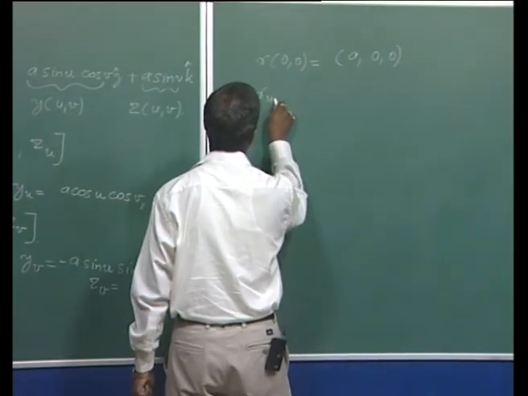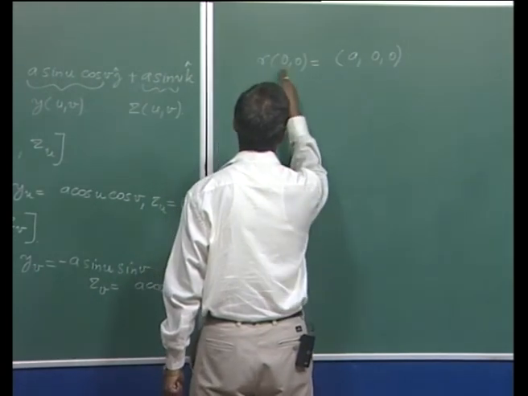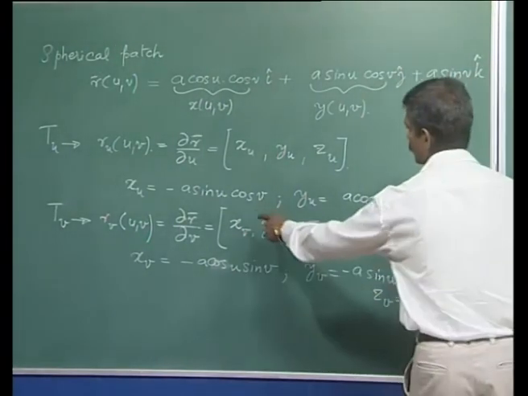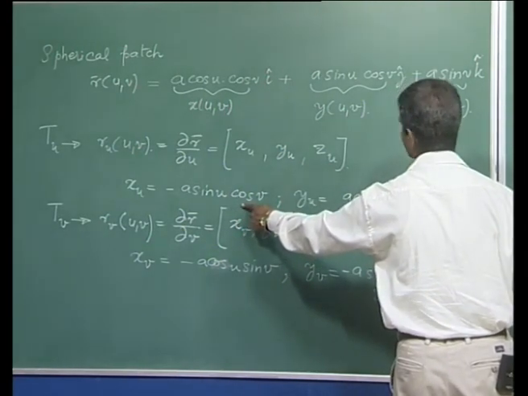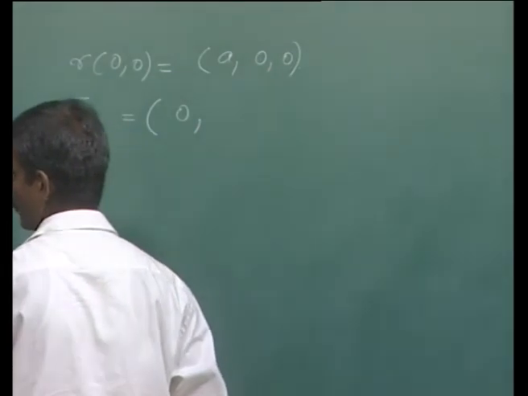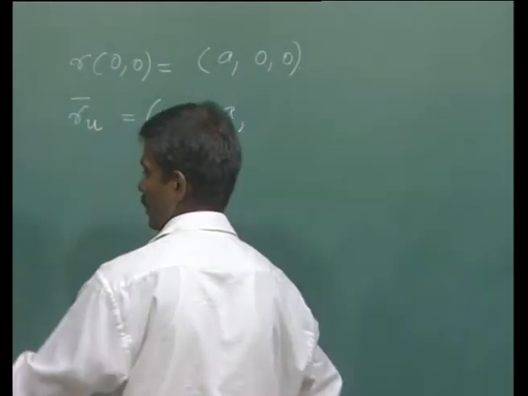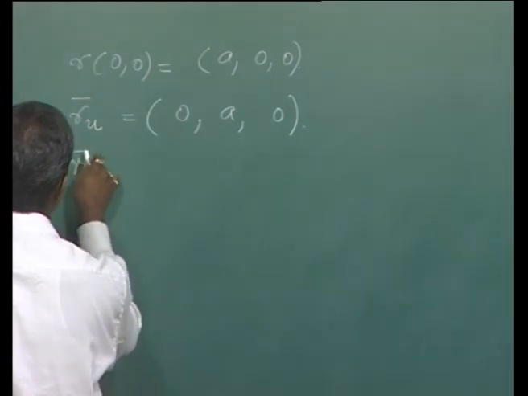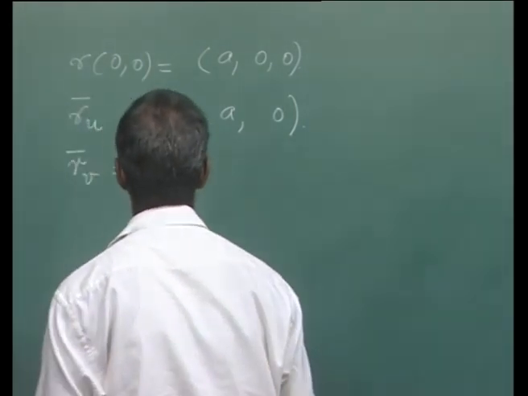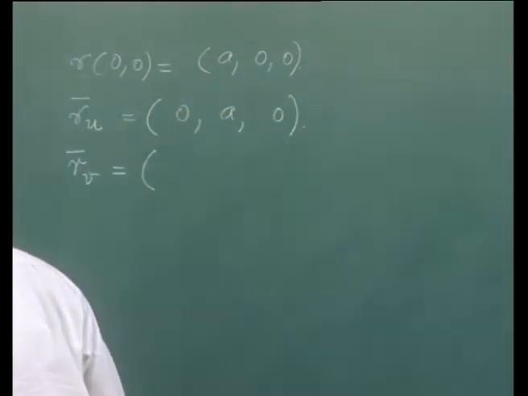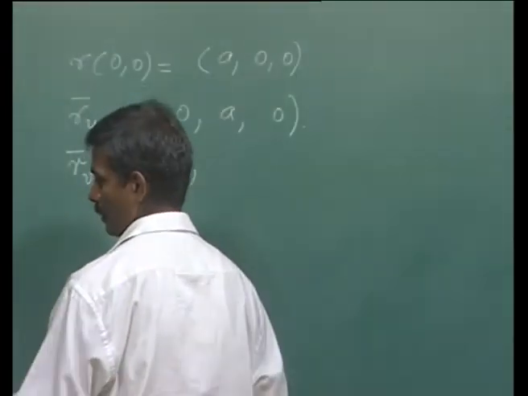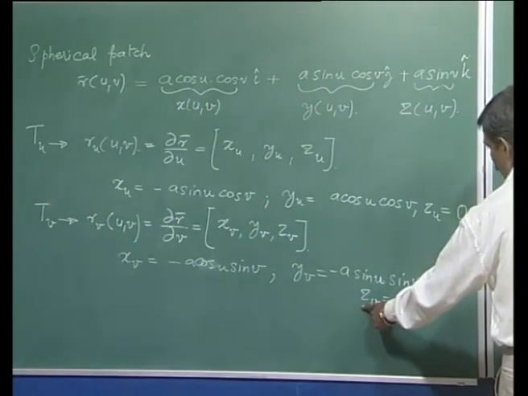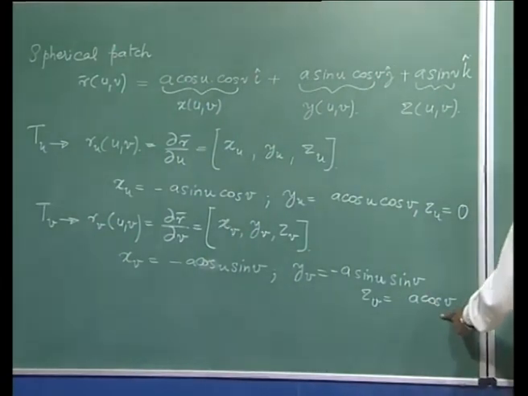So r sub u, the tangent along the u direction at 0, 0, will be: x of u would be 0, y of u will be a, and z of u will be 0. Likewise, the tangent along the v direction equals: x of v is 0, y of v will be again 0, and z of v will be a.